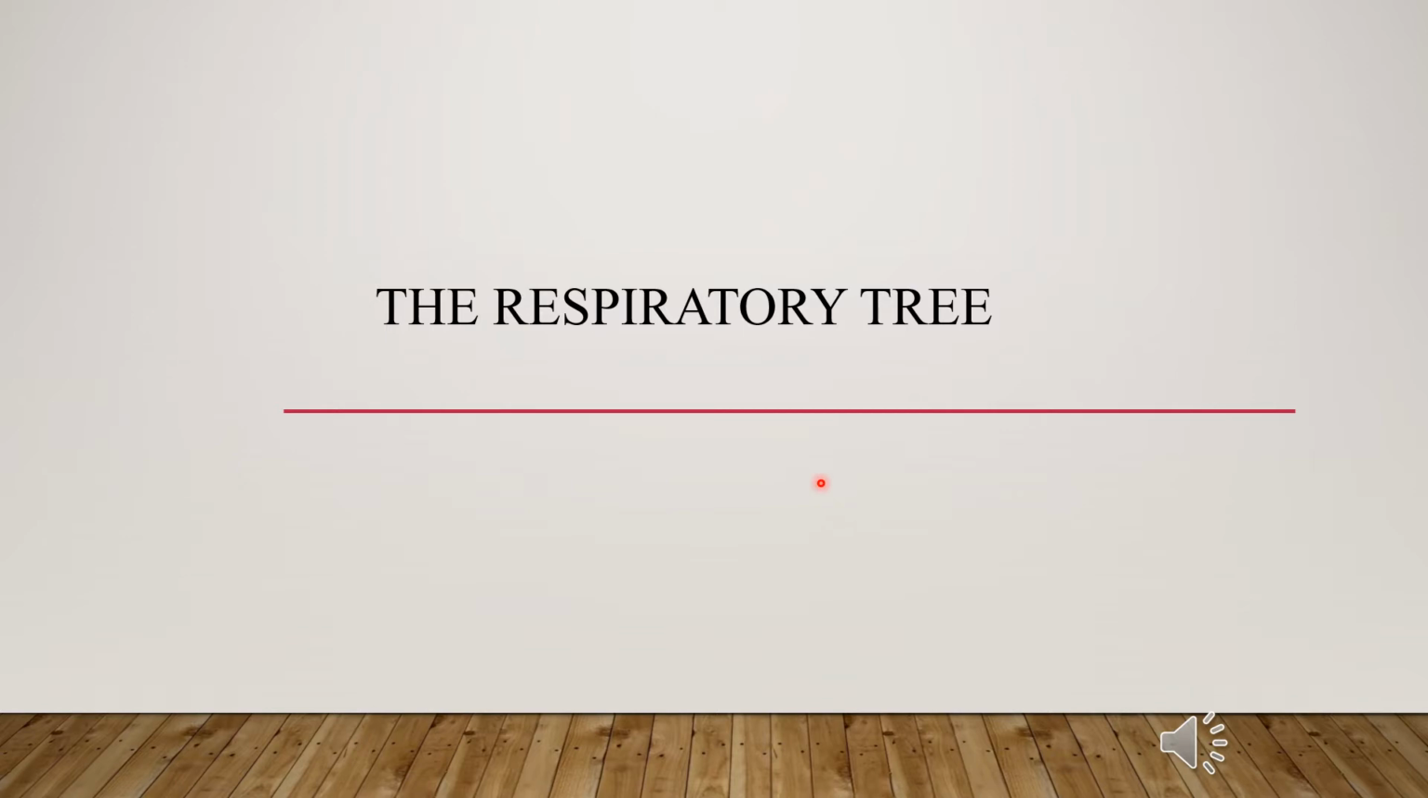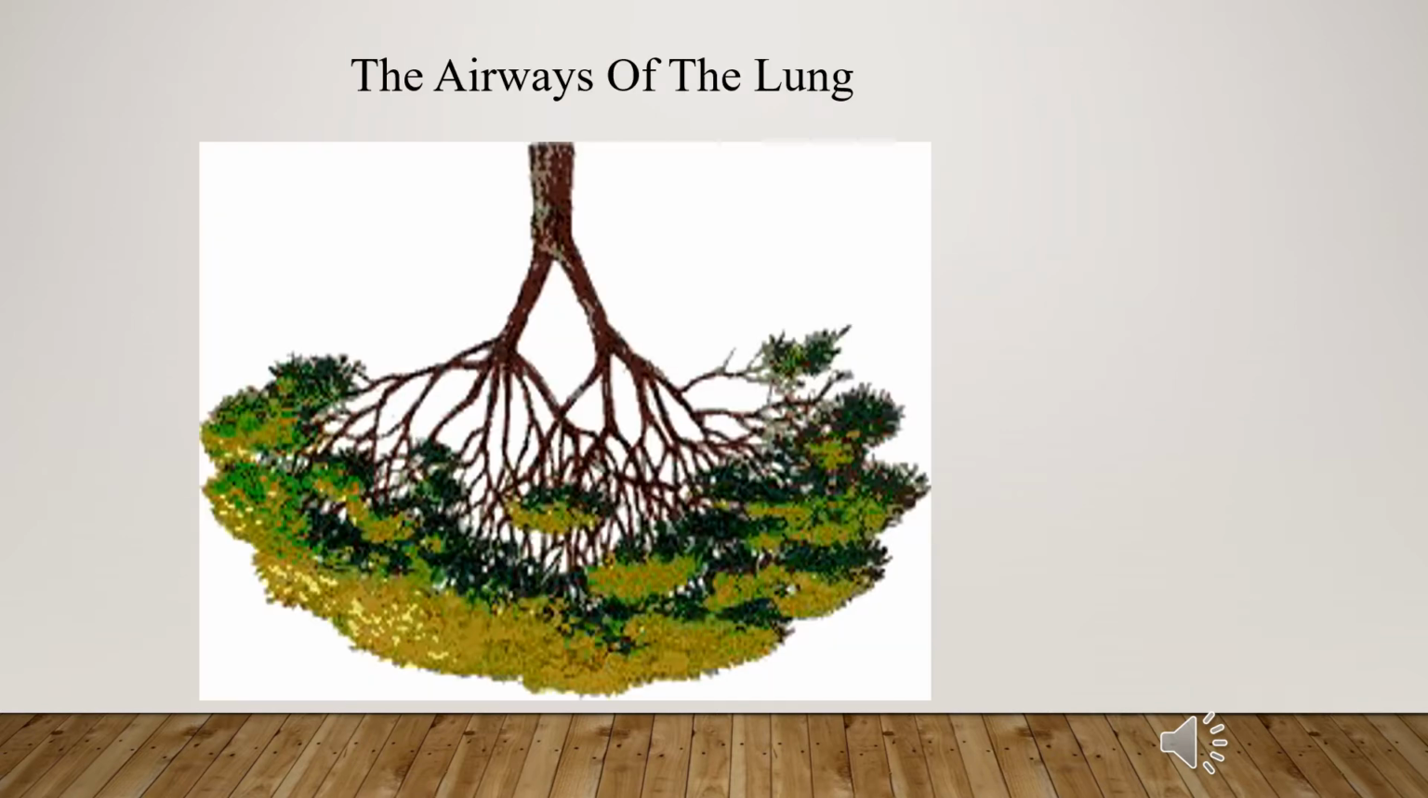Now the respiratory tree. So this inverted tree here represents the airways of the lung. This represents the trachea, which divides into the bronchi and then several subdivisions occur till the alveoli, which form the gaseous exchange system in our lungs.